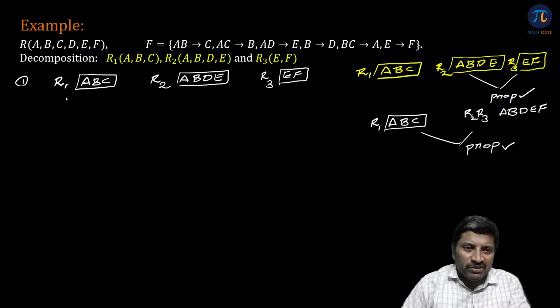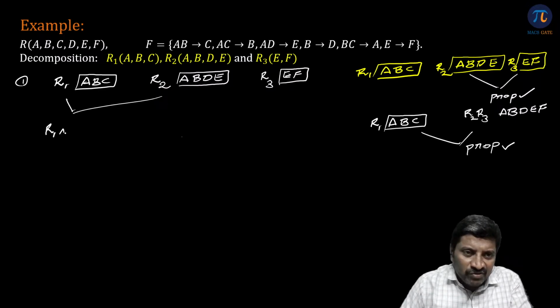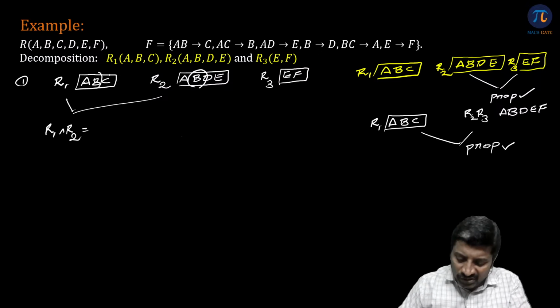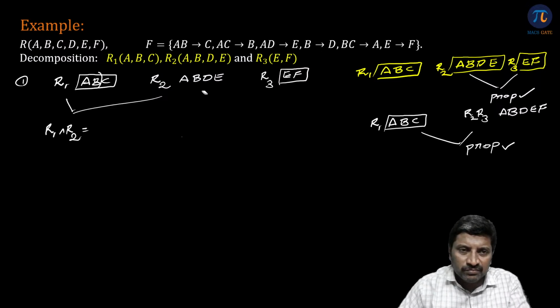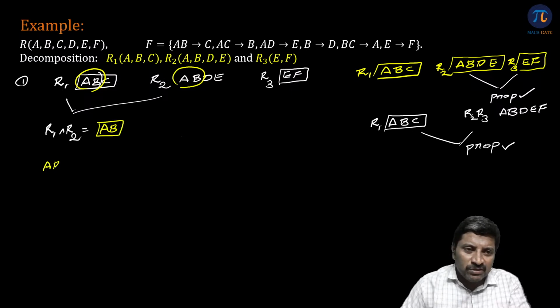So first we are combining these two. I don't know whether it succeeds or not, sir. First of all, what is R1 intersection R2? I think we have two common attributes, right? Yes, AB. What is the AB closure? With AB closure, I will get AB.